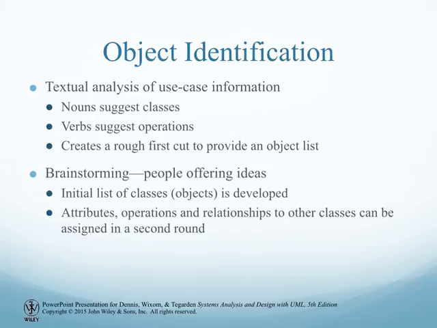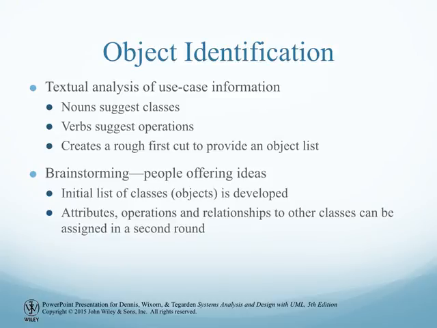Now, before we can create any of these structural models, we need to identify what these objects are. What are the things that we are going to be modeling in our system? There are different ways to do this. The first that they mention is a textual analysis of the use case information. What that means is essentially looking at a use case and determining what the nouns are, what the things are that are in this use case.